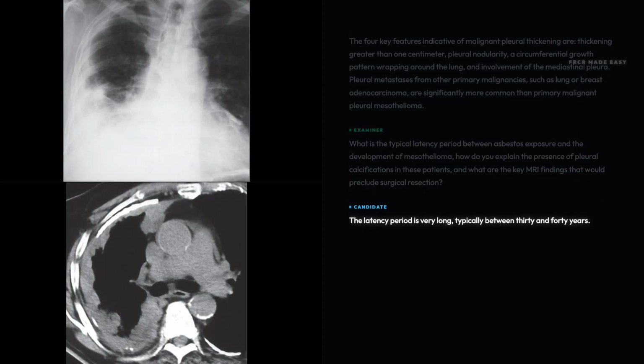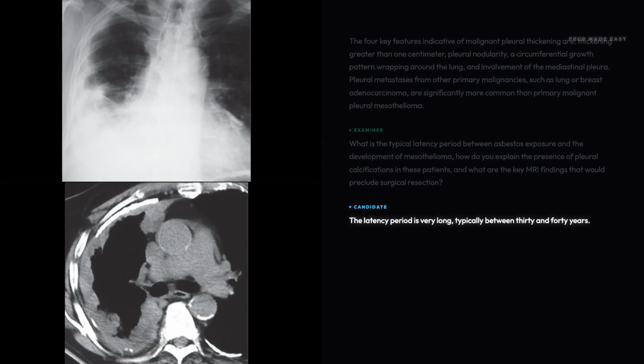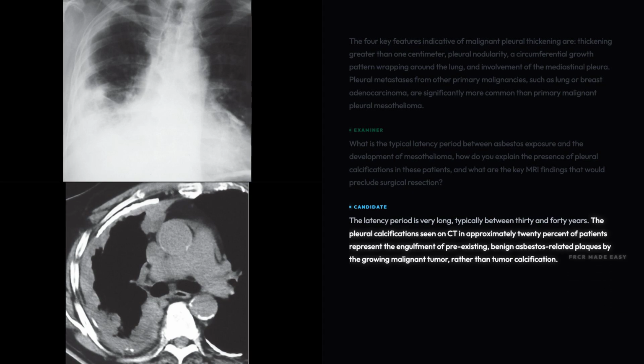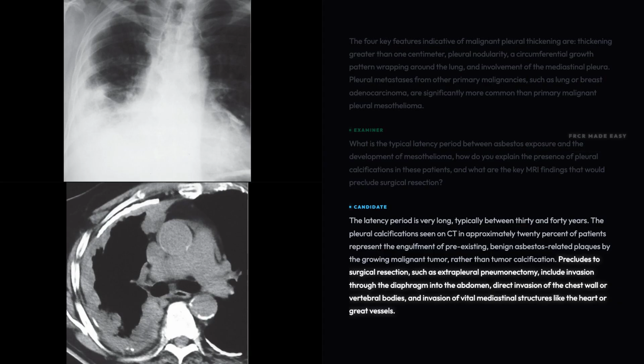The latency period is very long, typically between 30 and 40 years. The pleural calcifications seen on computed tomography in approximately 20% of patients represent the engulfment of pre-existing, benign asbestos-related plaques by the growing malignant tumor, rather than tumor calcification.